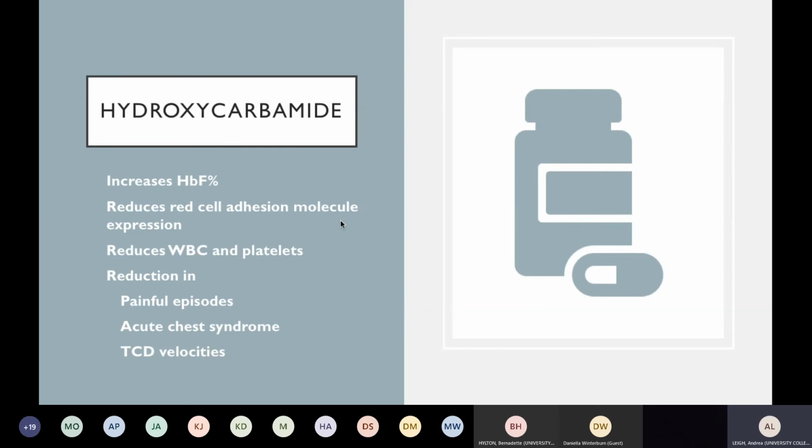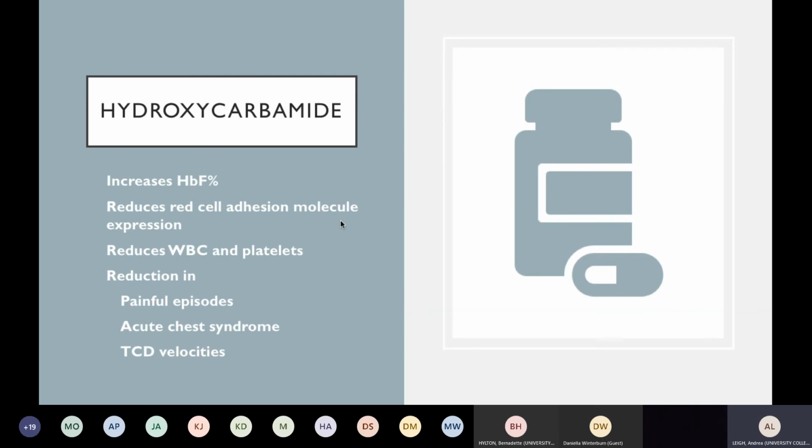There is a reduction in painful episodes, acute chest syndrome, and Doppler velocities. There is emerging evidence about the impact on long-term organ protection. So it's hoped that using hydroxycarbamide early may protect against longer-term complications, such as chronic renal disease. We don't know about the pulmonary vasculature and the cardiac complications in adulthood.